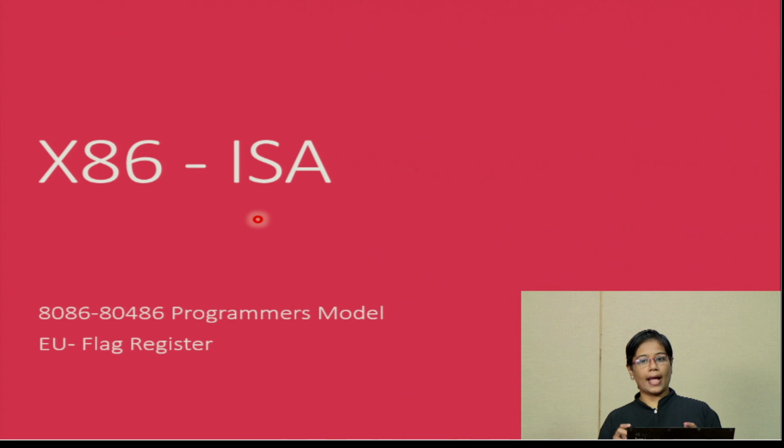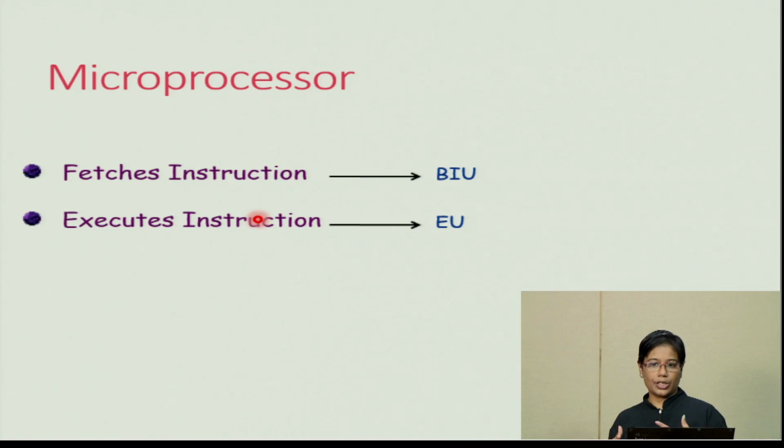We are going to be looking at one of these registers which are present in the execution unit, which is the flag register. We need to look at it in a little more detail because we have to understand the functionality of this flag register with respect to the ISA of 8086 or 286 or 386 or 486. So what we were looking at in the previous sessions, of course, is that the microprocessor's architecture can be broken up into two subsections. One which fetches the instruction, that is the BIU, the other which executes the instruction, which is going to be the EU.